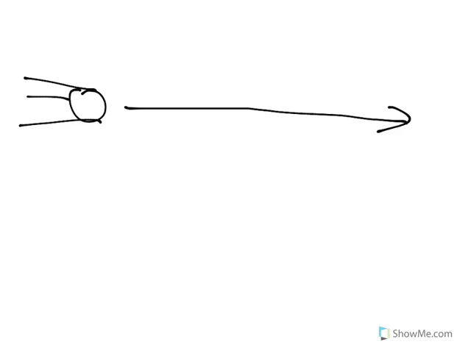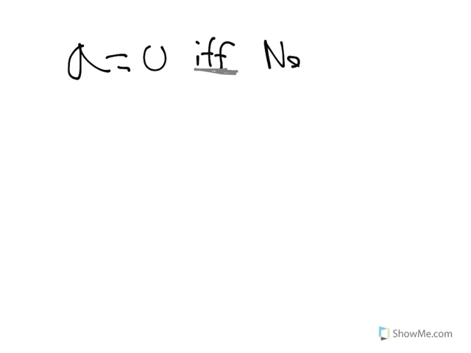Now, is there a mathematical way we can think of Newton's first law? And as it turns out, there is. What we can say is that acceleration equals 0 if and only if, so the "iff" with two F's means "if and only if," acceleration equals 0 if and only if net force also equals 0. So what does this mean?